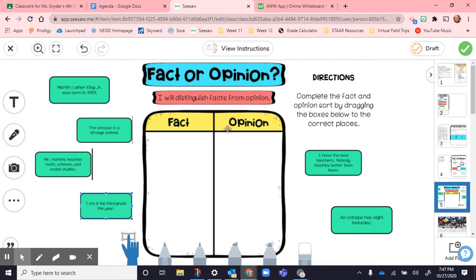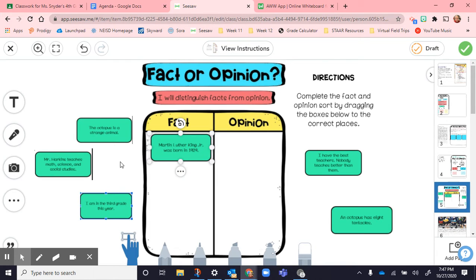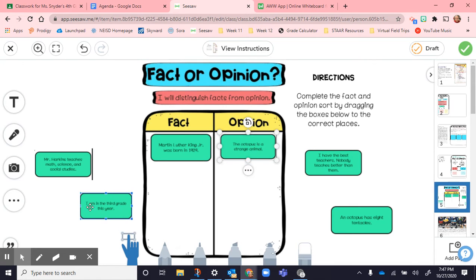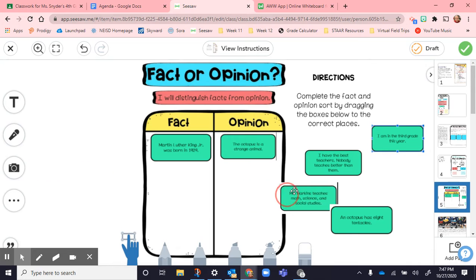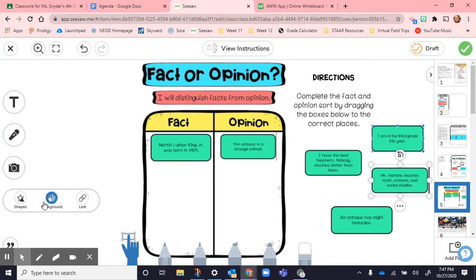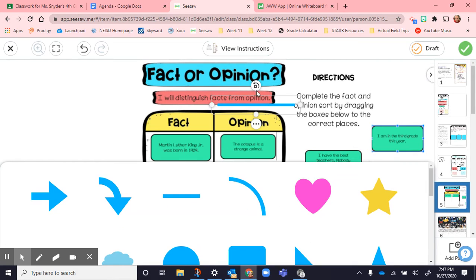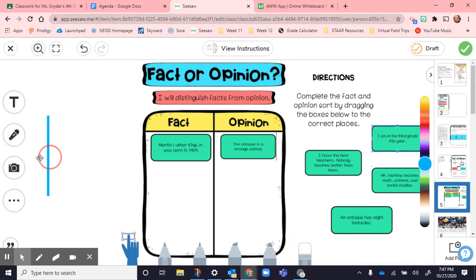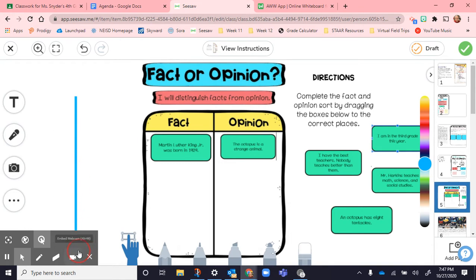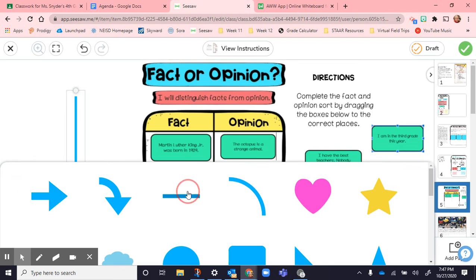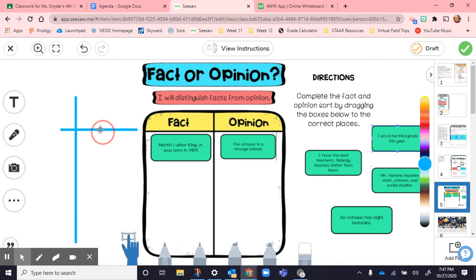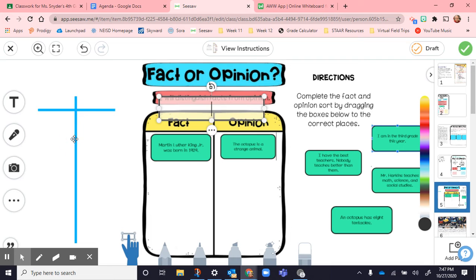All right, here, fact and opinion, we put these where they go. So Martin Luther King was born on a certain date, we can put that where it goes. An octopus is a strange animal. That word strange, well, depends who you ask. Once we put these where they go, I'm going to move them out of the way over here. We built our own. If you go to shapes with a line, we built our own little T-chart over here on the side. And we labeled it fact.